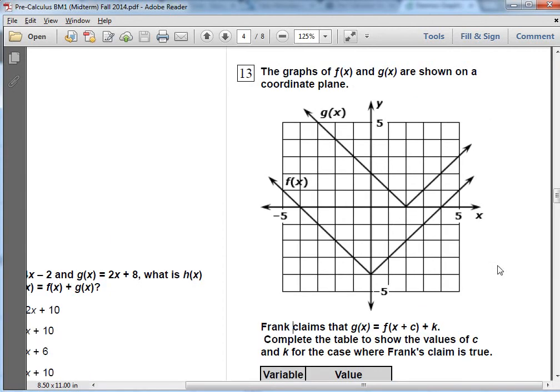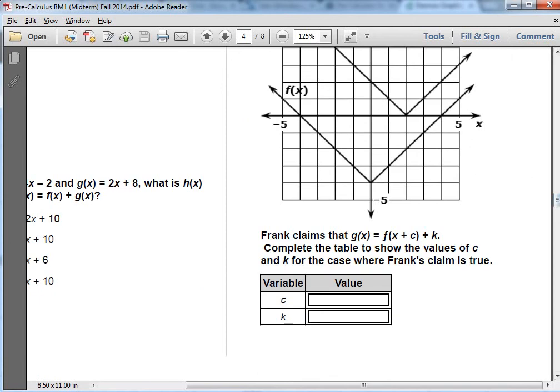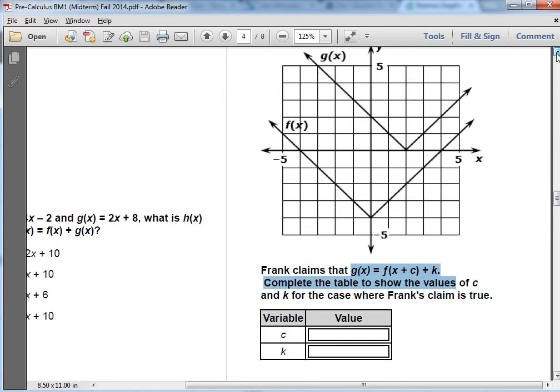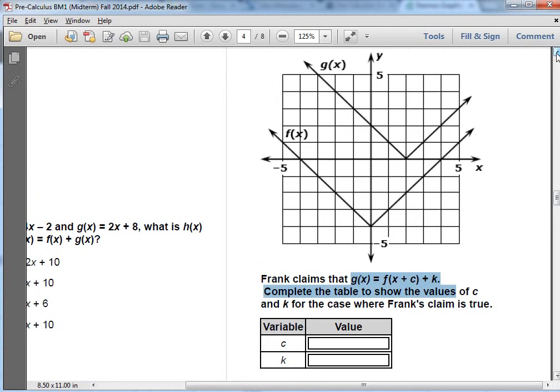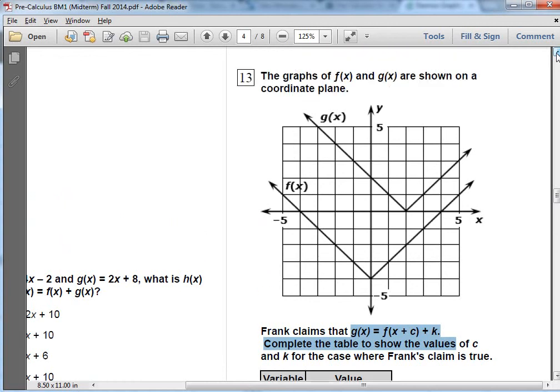Okay, so look at the way this is written, you guys, for number 13. Is G a transformation on F, or is F a transformation on G? G is F transformed. It got horizontally shifted by C and vertically shifted by K. So first let's look at the horizontal shift. It went to the right by 2. So what should my C be? Minus 2. Because if it went to the right 2, then it's minus 2.